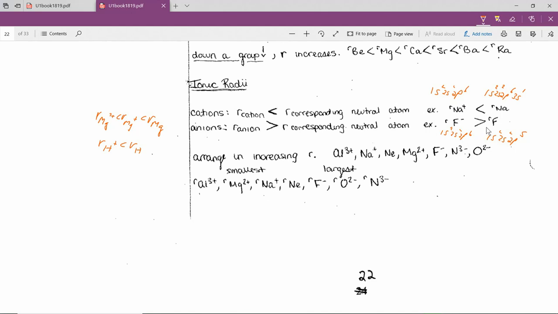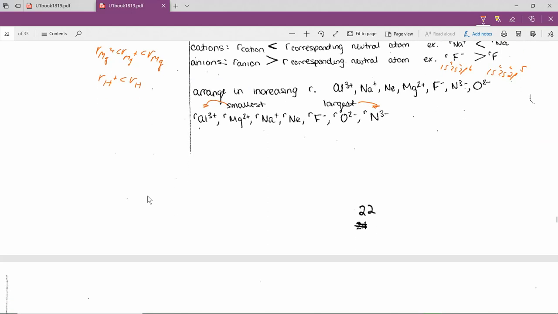Here I have an isoelectronic series, a jumble of ions. Let's see, 10 electrons each, and I want you to arrange them from smallest to largest. So aluminum 3 plus has 13 protons holding in 10 electrons, so it is the smallest, and the largest is going to be N3 minus. So Al3 plus is the smallest, and N3 minus is the largest, and then you just fill it in from there.